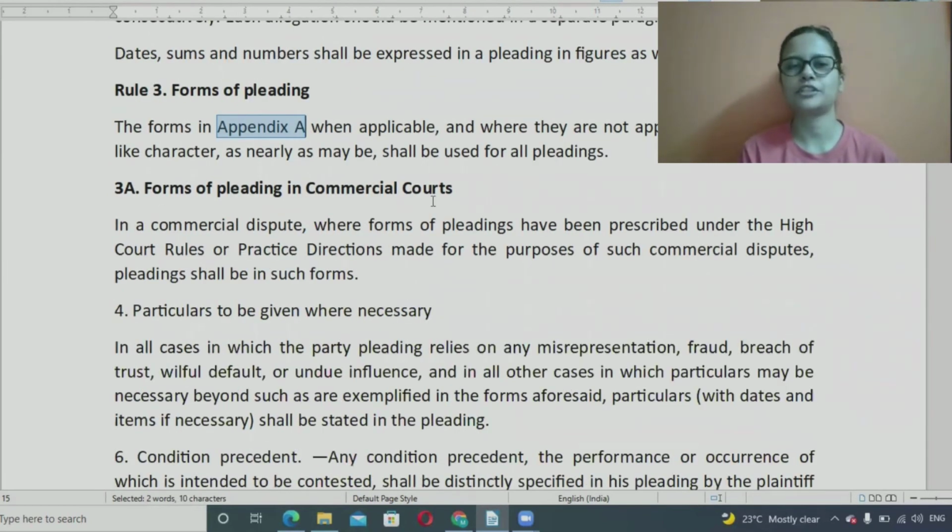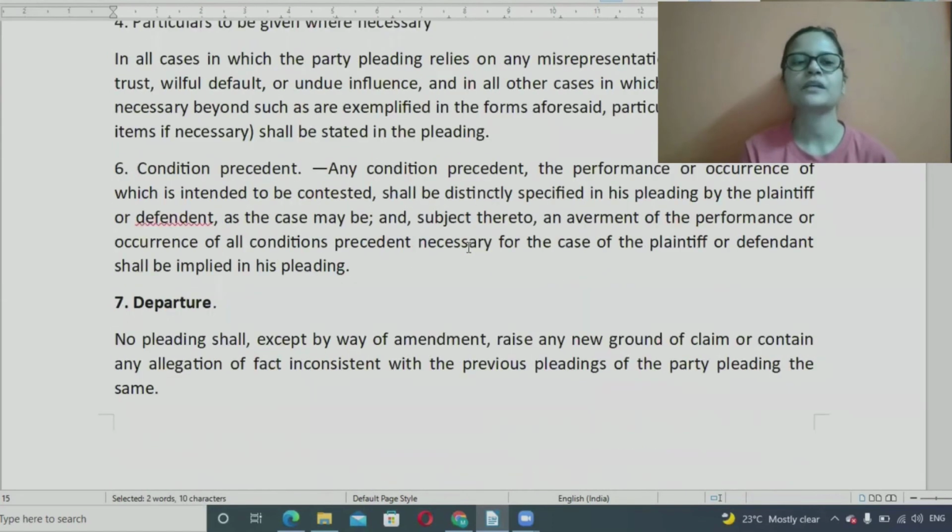In the case of commercial courts, usually these are filed before the High Court also. So whatever format or template the High Court has provided, it has to be filed in that way. Basically, if there is a format, follow that. If not, you can follow something similar to write it.